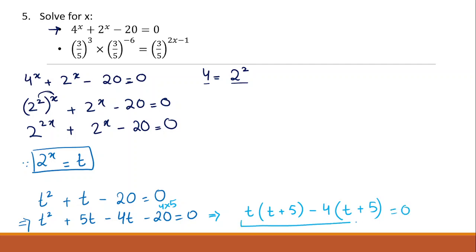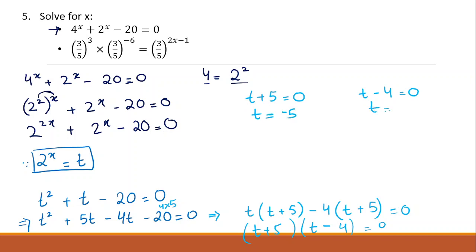Now there are two terms here. This is the first term, this is the second term. Now you can take t plus 5 as common. So t plus 5, and in the first term you are left with t, and in the second term you are just left with negative 4, equals 0. So there are two factors: t plus 5 equals 0, and t minus 4 equals 0. So t equals negative 5, and t equals positive 4.